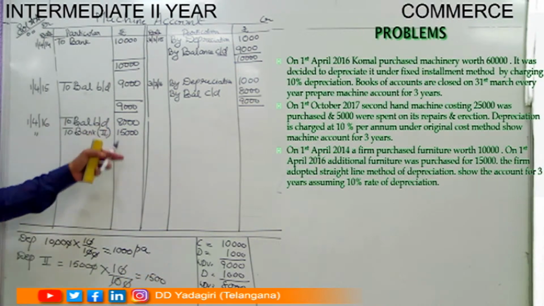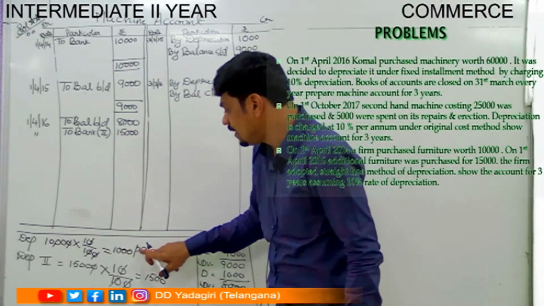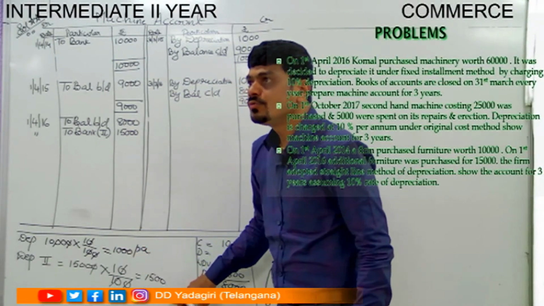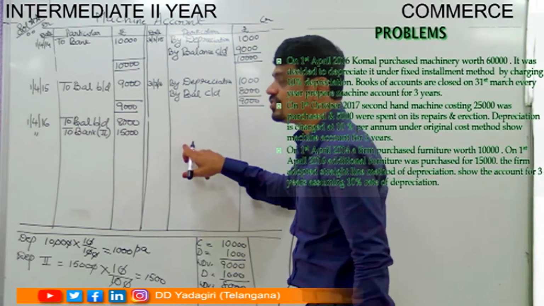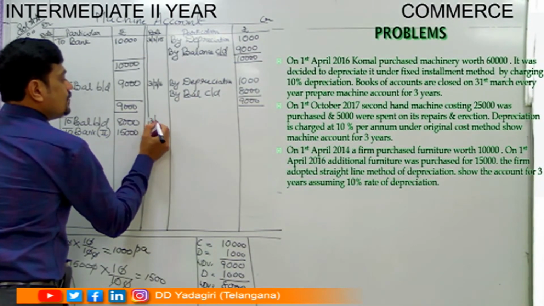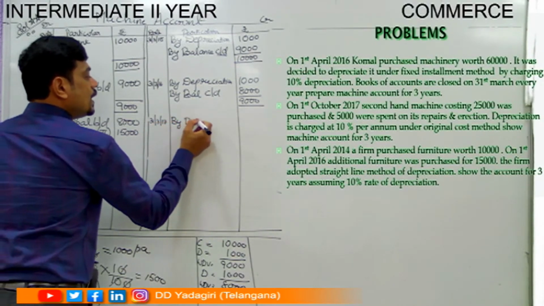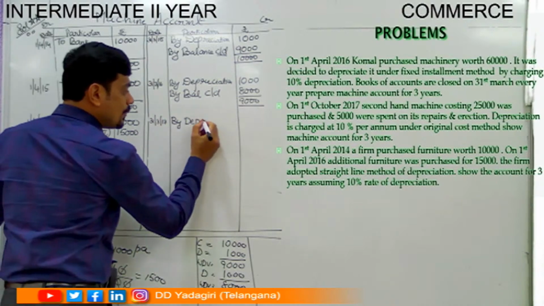1,500. So how many machines do we have now? We have 2 machines, one at 1,000 and the other at 1,500. So 2 depreciations will be calculated, as on 31st March 2017. Look on the blackboard how I'm writing now.